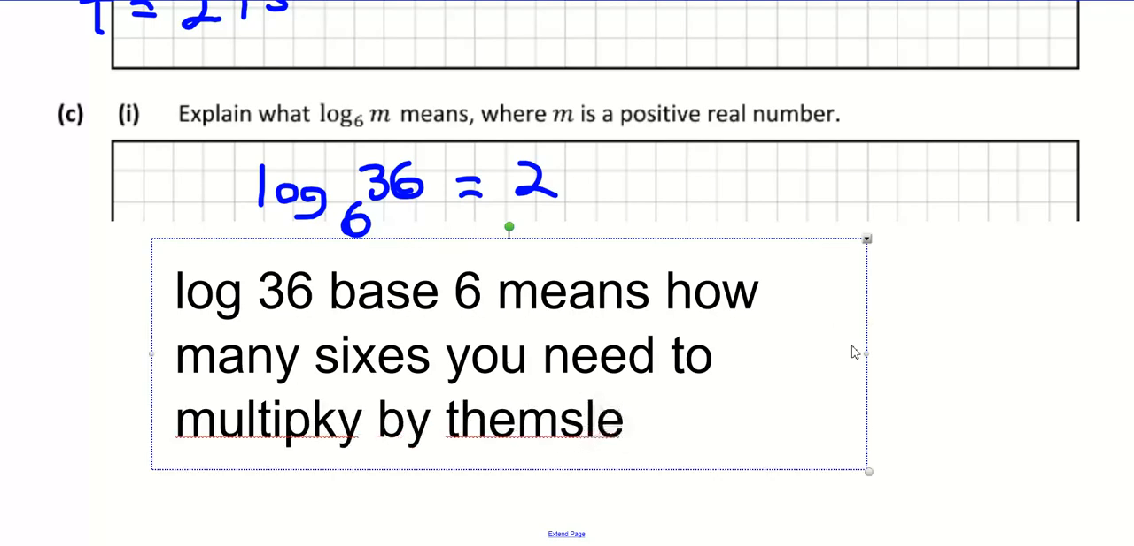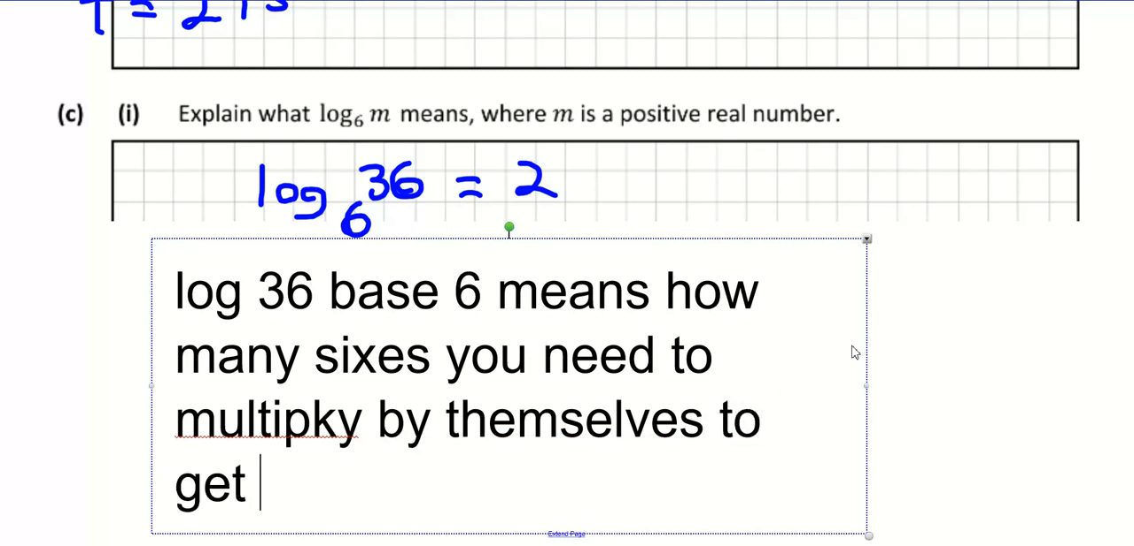It's not too bad, is it? If you can, try and spell multiply correctly. Guys, m is a real number and m is bigger than 6. What does this information give you about the value of log m base 6?